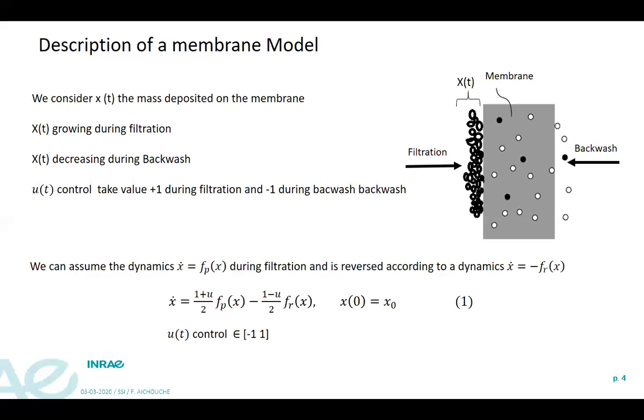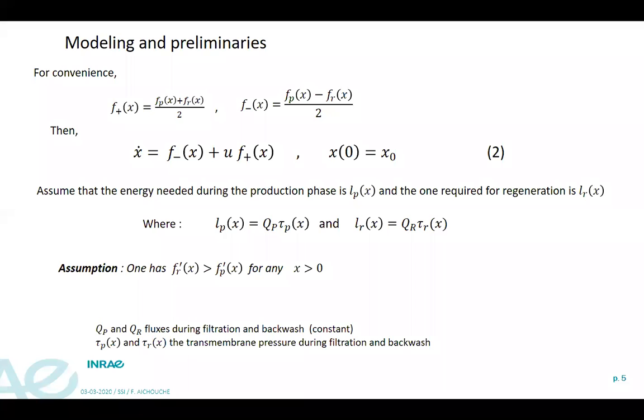During production phase, we can assume that x(t) is growing according to the dynamic x dot equals fp of x, and during the regeneration, this dynamic is reversed according to the dynamic x dot equals minus fr of x. We considered also a control u that takes value 1 during production and minus 1 during regeneration. Then the control dynamic can be written as equation 1. For convenience, we define f plus and f minus. Then the dynamic of x(t) becomes as equation number 2.